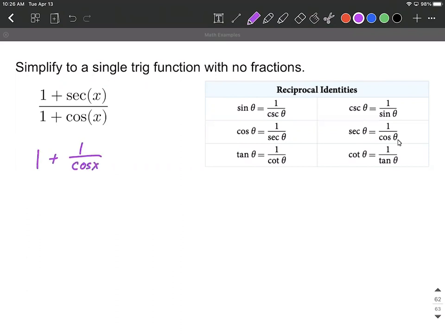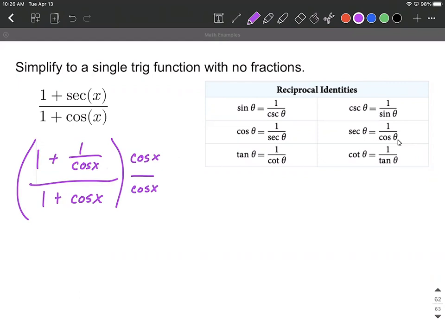So 1 plus 1 over cosine divided by 1 plus cosine of x. Now I notice that we have a fraction within a fraction. To eliminate this, what I'm going to do is multiply both numerator and denominator by the small denominator, the cosine of x. By multiplying by cosine of x over cosine of x, that's equivalent to multiplying by 1.